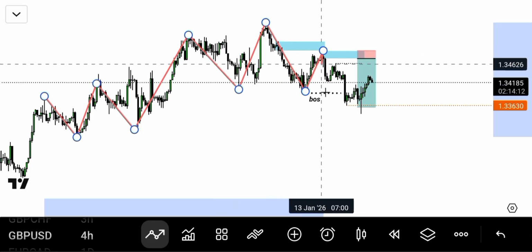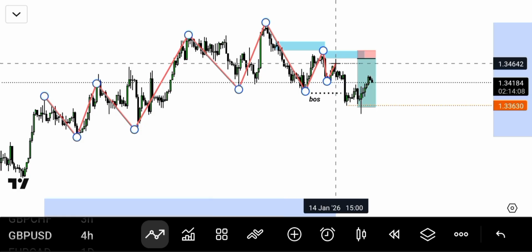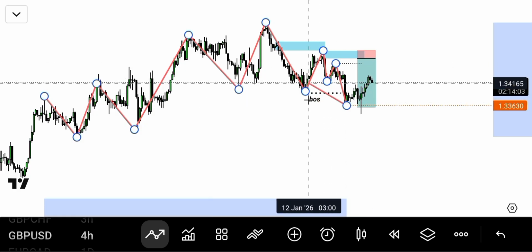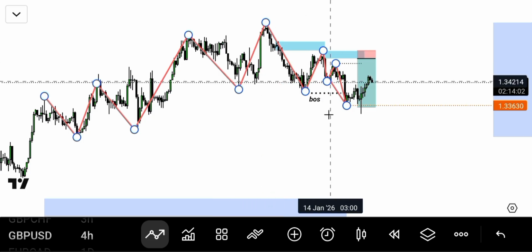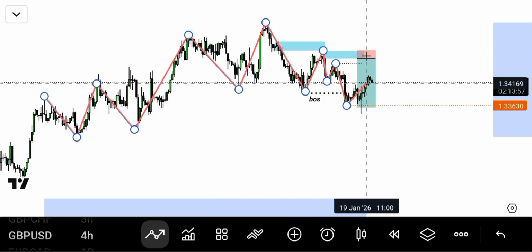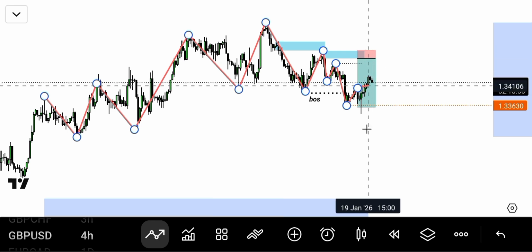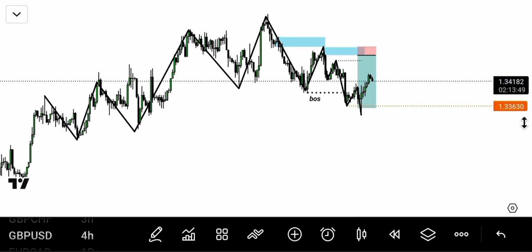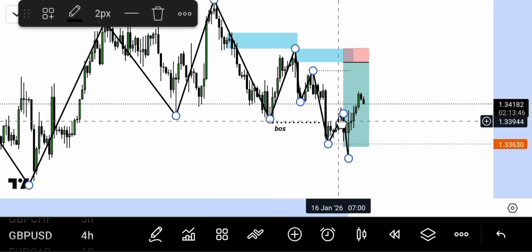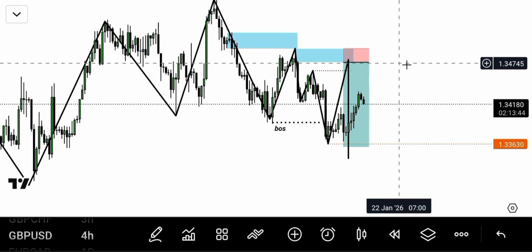Now, before this last break of structure, price actually formed something called an inducement liquidity, and then a break of structure to the downside. So based on what we are expecting on this trade, we are expecting price to take out this structural liquidity to continue to the downside.